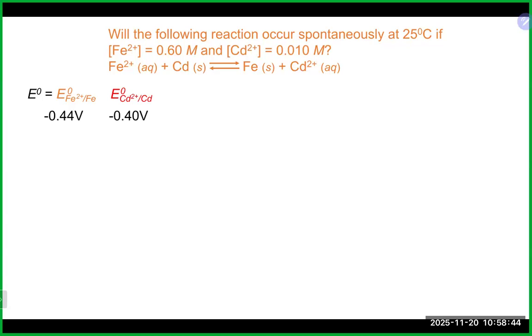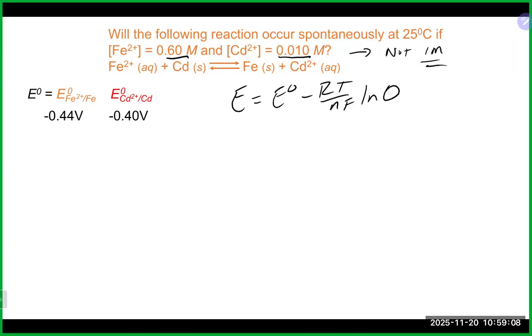Look at this. In this case, we want to know, will this occur spontaneously? We have some concentrations given to us. The first thing you should notice is that these are not 1 molar concentrations, so we're not at standard conditions here. A little Nernst equation would be a good move: E equals E° minus RT over nF, natural log of Q.